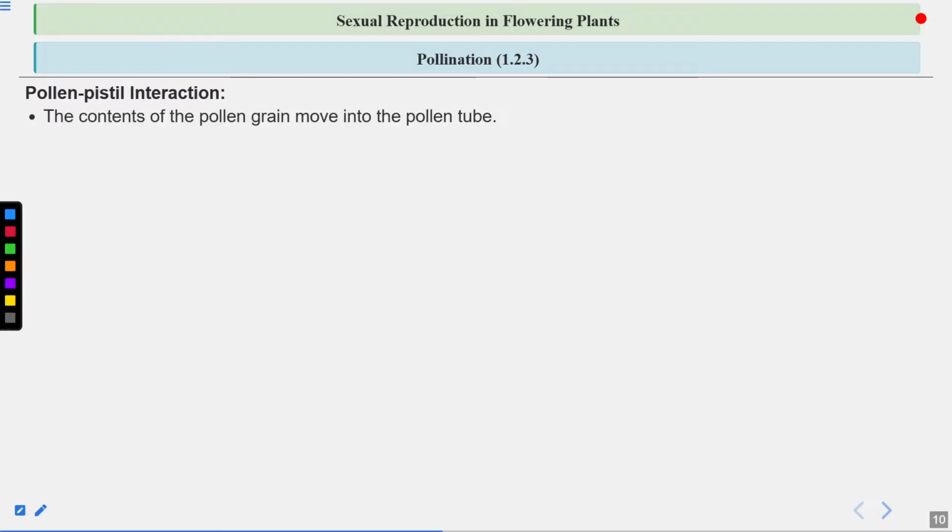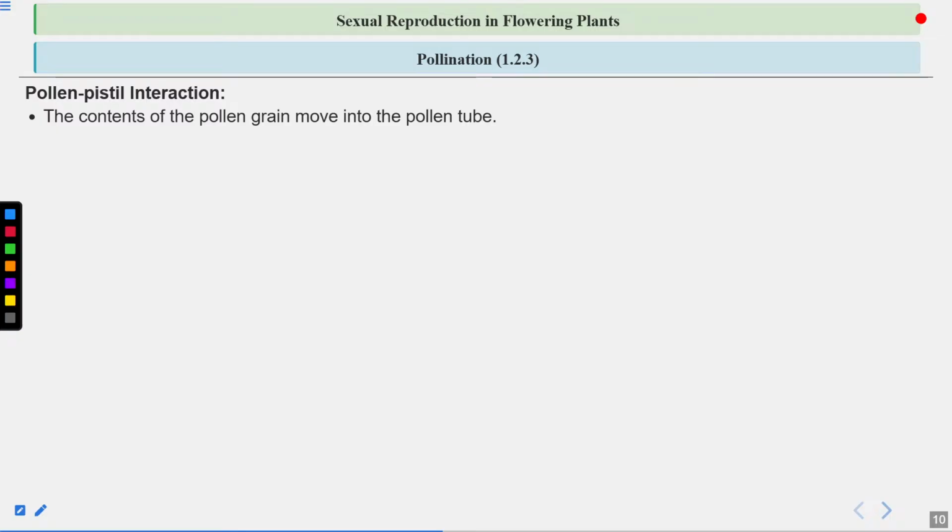The content of the pollen grain moves into the pollen tube. What happens? The content which is present in this pollen grain, that is the generative cell, the nucleus of the generative cell divides into two male nuclei.